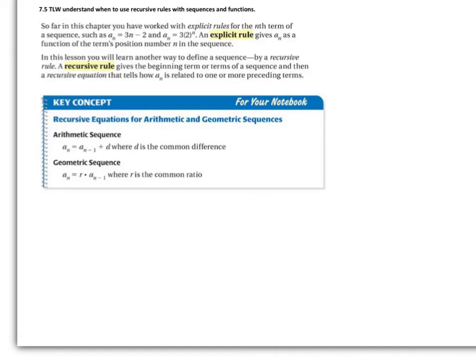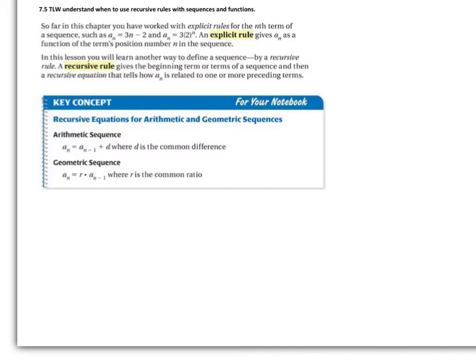Alright guys, today's goal: the learner will understand when to use recursive rules with sequences and functions. So far in this chapter you have worked with explicit rules, the nth term of a sequence, such as a sub n equals 3n minus 2, and a sub n equals 3 times 2 to the n. An explicit rule gives a sub n as a function of the term's position number in the sequence. In this lesson you'll learn another way to define a sequence, by a recursive rule.